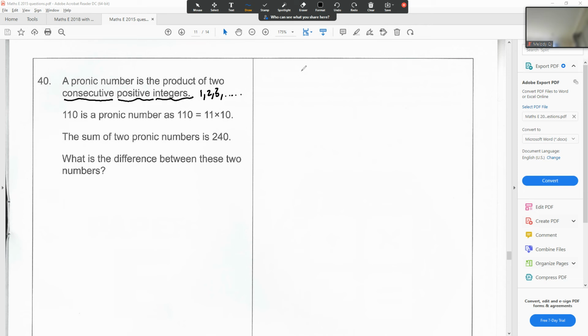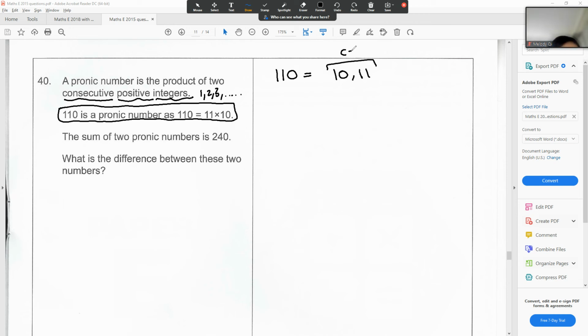So let's just test this. Let's say, for example, a pronic number, it says here 110 is a pronic number as 110 is 11 times 10. So 110 is a pronic number because there are two consecutive numbers, 10 and 11, which we multiply. Those are consecutive, one after the other.